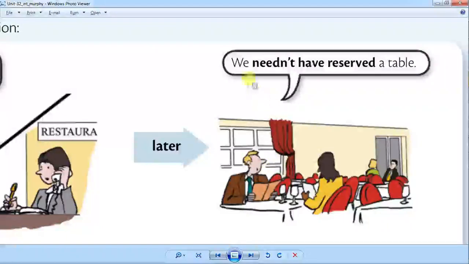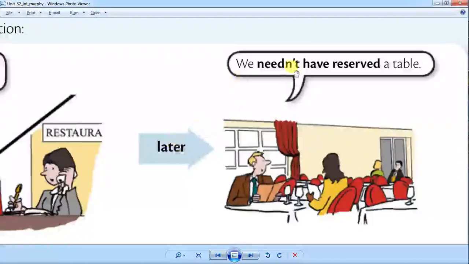We needn't have reserved a table. We didn't have reserved. Okay, we didn't. We didn't have reserved.